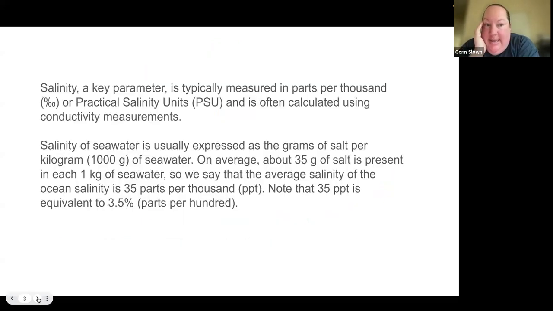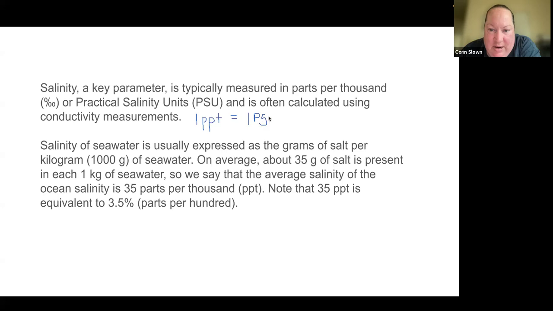So salinity is usually measured in parts per thousand. It's also sometimes measured in practical salinity units, or PSU. And I think it's hilarious that we call it practical salinity units, but I guess it's a good indication that 1 part per thousand is equivalent to 1 PSU.